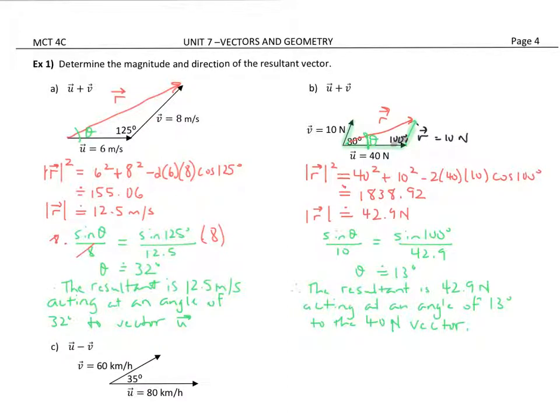Okay, working through that one, I got that the resultant was about 42.9 newtons, or about 43 newtons, acting at an angle of 13 degrees to the 40 Newton vector, or to vector u. All right, part C is a subtraction of two vectors.